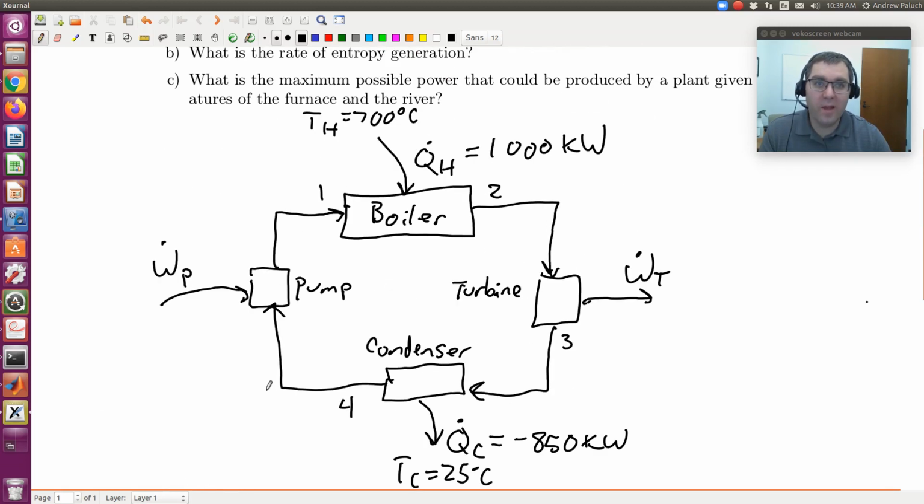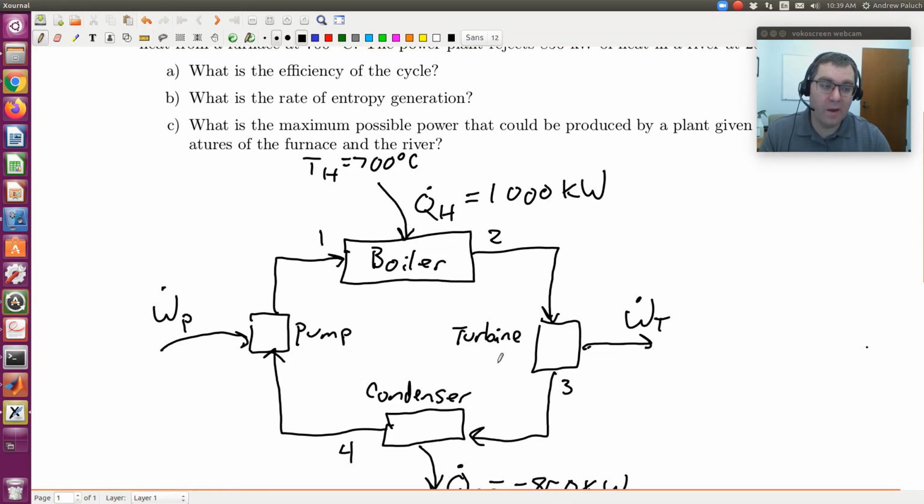This is where we take advantage of the fact that we have a cycle. If I start and end at point 1, the change in my state functions, so think of enthalpy, internal energy, and entropy, are all 0. If I take this to be my system and think of my first law balance, just as before, we'll have steady state operation. We'll ignore any effects due to kinetic or potential energy.